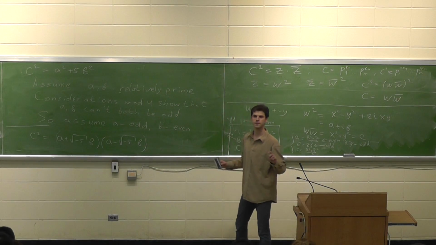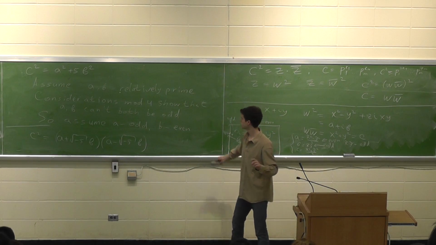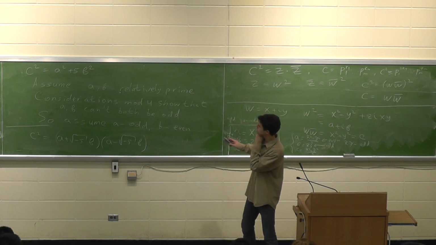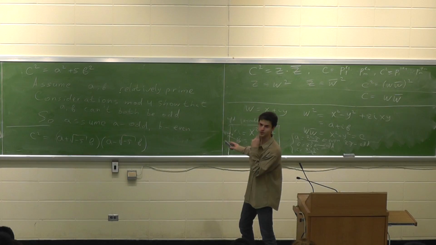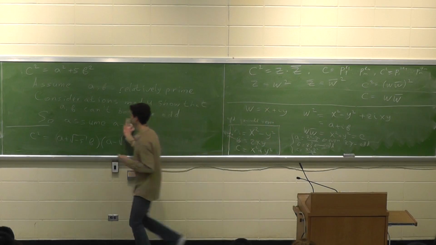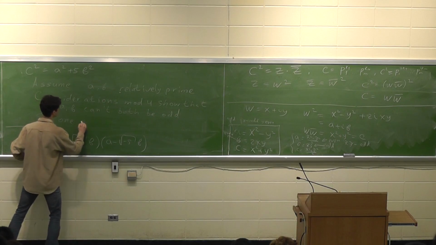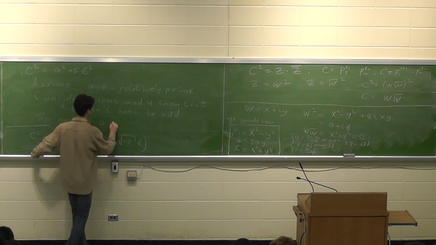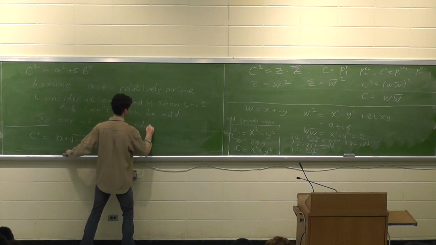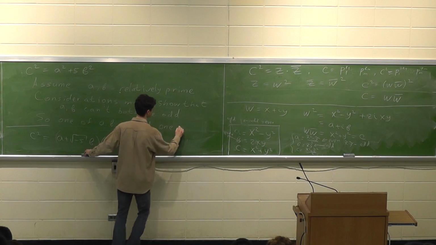I'm just wondering, why can we assume that A is odd and B is even? Because the equation isn't symmetrical. Oh, yes, so it's not symmetrical, so we cannot assume that. Yes, we cannot. So one of them is odd.